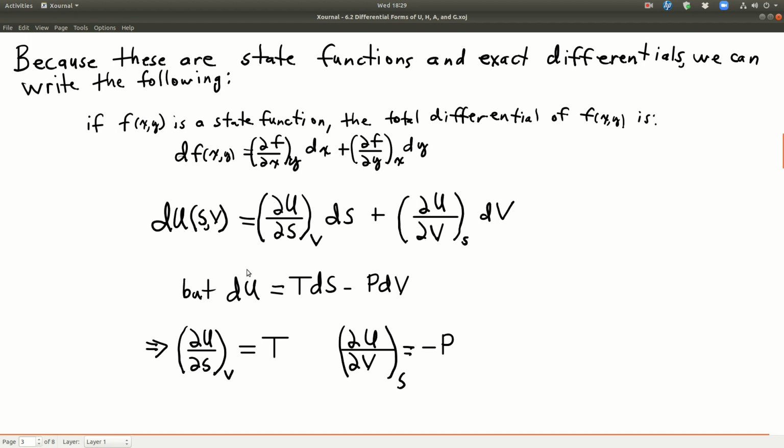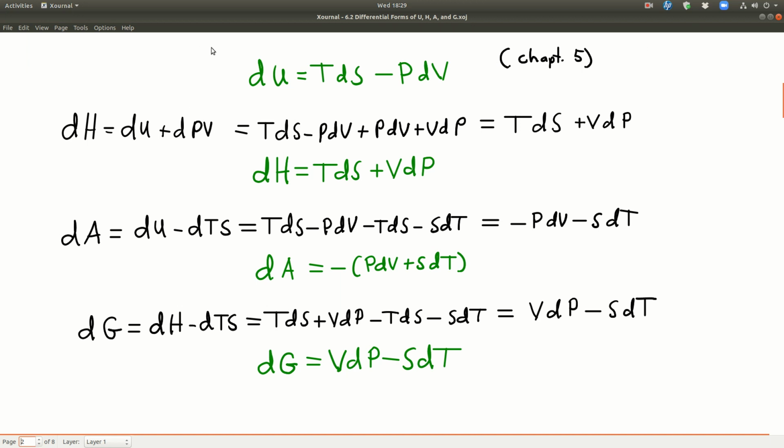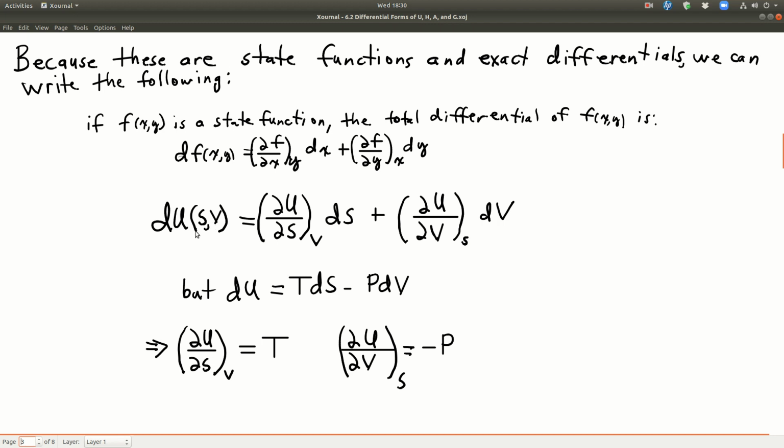Applying this to our first equation that we showed on the previous slide, this one right here, we're going to write out the differential of dU, just like we did for f. And so U, the way we set it up, is a function of S, entropy, and V, volume.